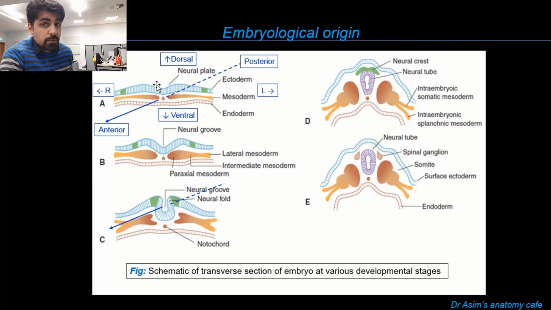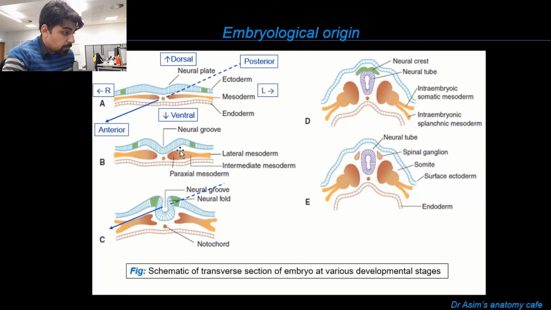By the beginning of the third week of development, the surface ectoderm thickens out to form what is known as the neural plate. You can see the thickening of the surface ectoderm over here. The lateral edges of the neural plate will elevate to form what are known as the neural folds, creating a neural groove in the midline over here.